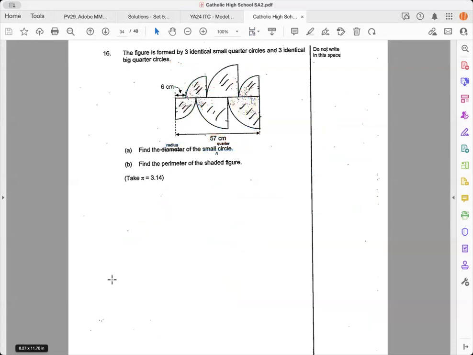Raju used white and gray squares to form the following patterns as shown below. The table below shows the number of white and gray squares in each figure. Fill the table for figure 5.